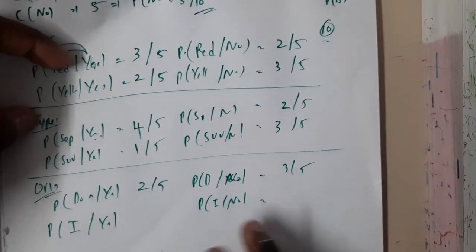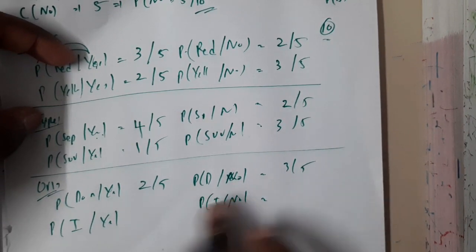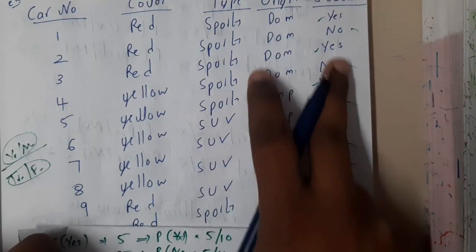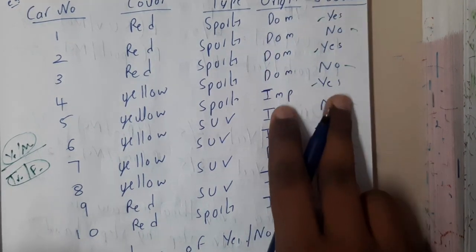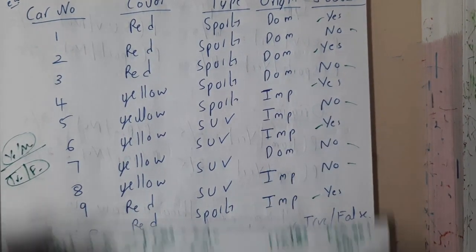I think it's not visible, right? Okay, 3 by 5. Sorry for that, guys. 2 by 5 and 3 by 5. Imported with yes: 1, 2, 3, so 3 by 5. Imported with no: 1, 2, only 2.